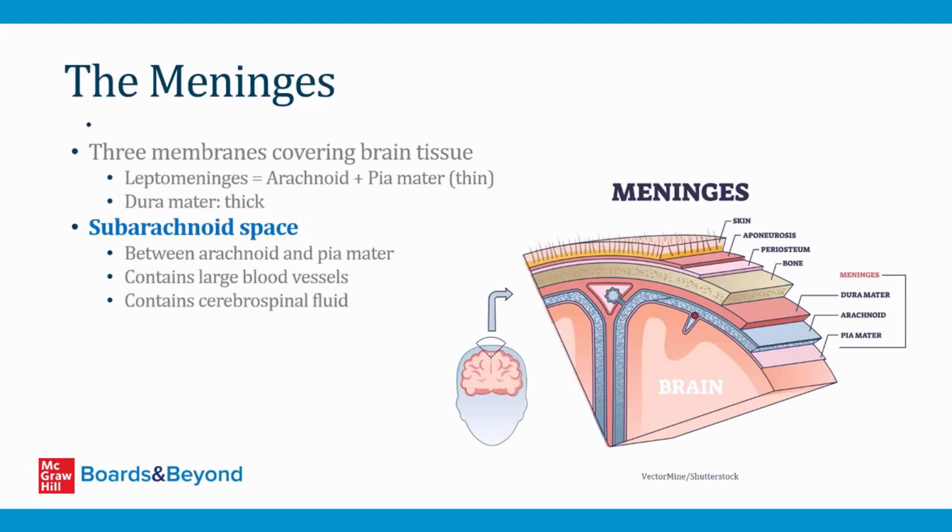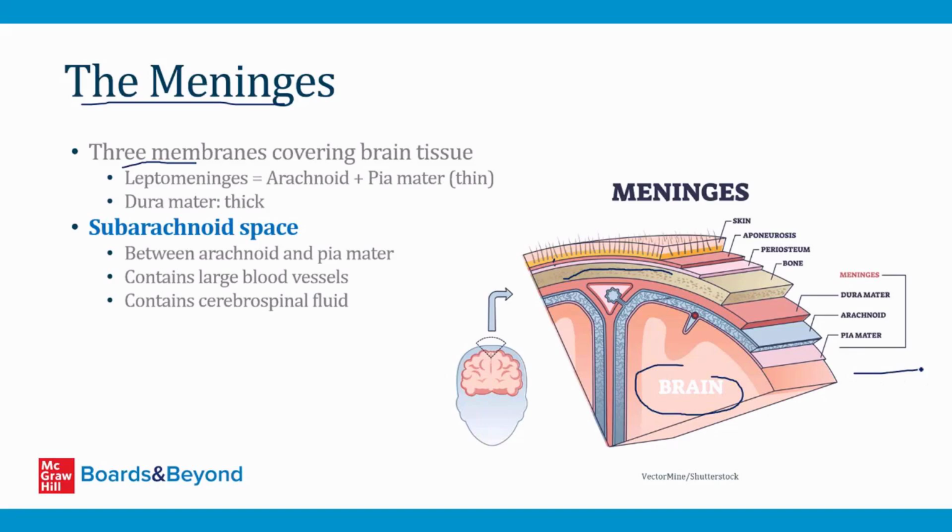So meningitis refers to inflammation of the meninges. Before we can talk about meningitis, we have to talk about what the meninges are. The meninges are three membranes that cover brain tissue, and they're depicted in this image on the slide here. This is brain tissue down here. This is the skull that I'm marking with my pen right here. And beneath the skull and covering the brain, you find the meninges shown here.